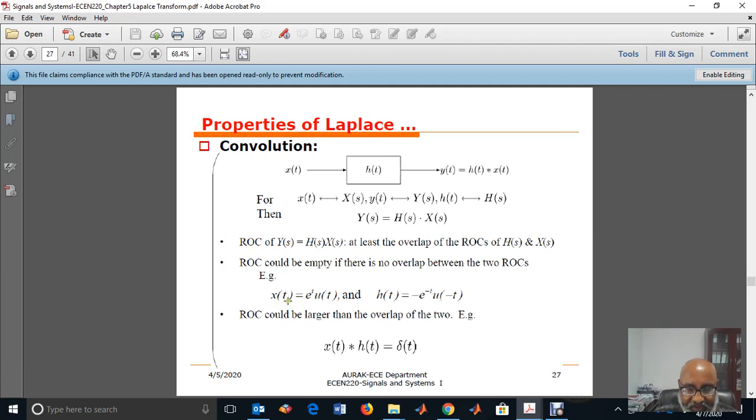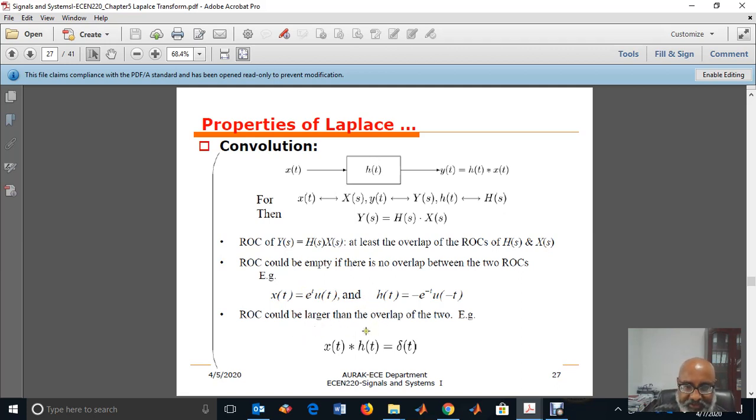So here, let's say x(t) is e to the power of t times u(t), h(t) is minus e to the power of minus t times u(minus t). Then the region of convergence of the first one is real of s greater than 1. The region of convergence of the second one, real of s less than minus 1. So the common region for both does not exist. So that means the region of convergence of Y(s) does not exist.